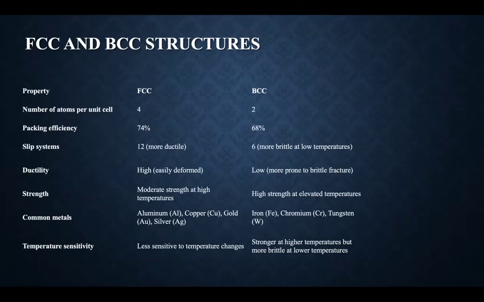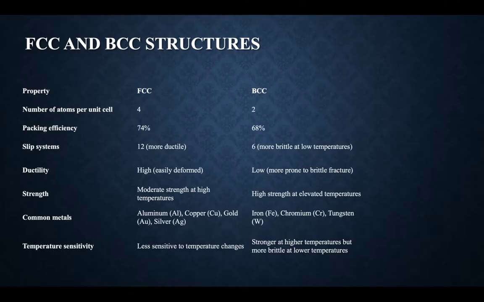Face-centered cubic and body-centered cubic structures. Properties: number of atoms per unit cell. In FCC, there are 4 atoms per unit cell, whereas in BCC, there are 2 atoms per unit cell. And packing efficiency, as we discussed: FCC has the highest packing efficiency of 74%, whereas in body-centered cubic, it is up to 68%. And the slip system: in FCC it is 12, which is more ductile, and in BCC it is 6, which means more brittle at low temperatures.